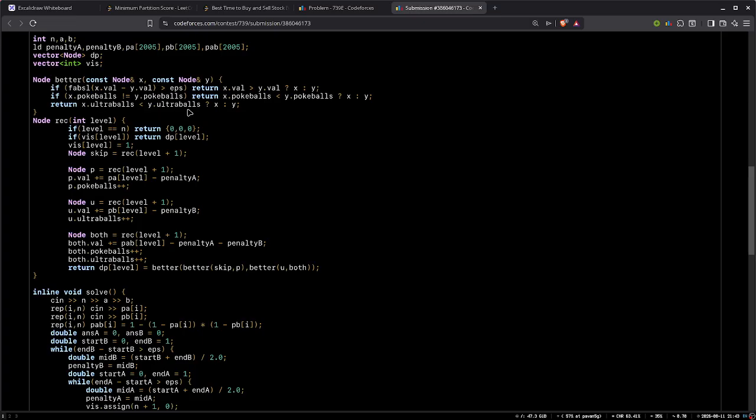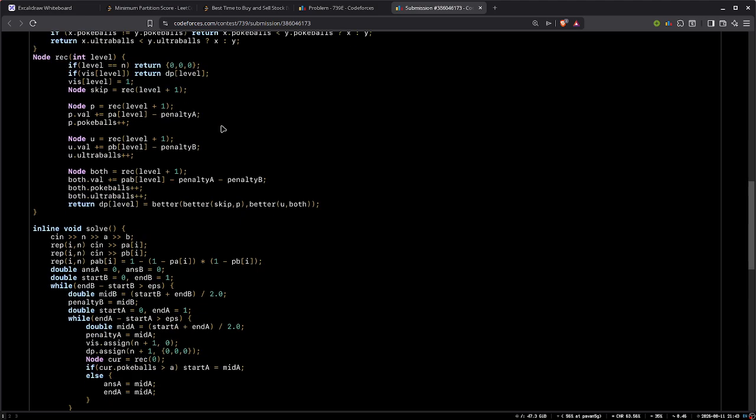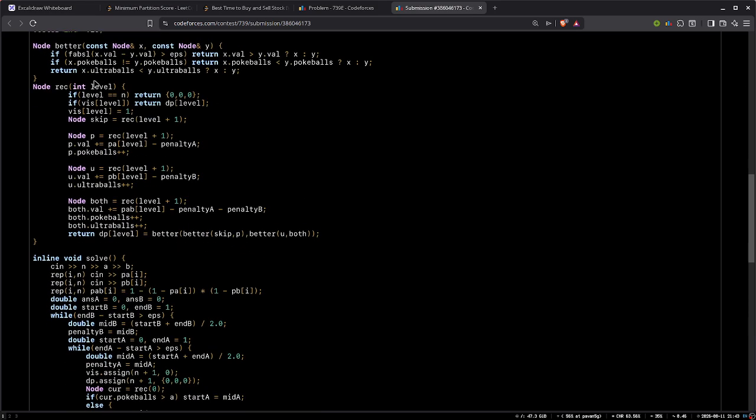And if both pokeballs are not equal, return the one with the smallest pokeballs. And if pokeballs are also equal and the values are also equal, when I say equal, I mean they have converged, they're very close. In that case, compare the ultra balls and check for this. Okay, and again the same thing, level equal to n, return 0 0 0. We can't do anything further after this.